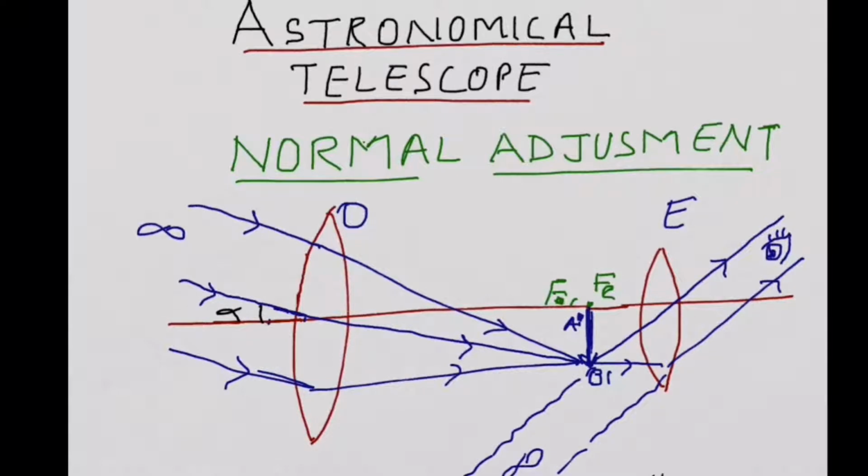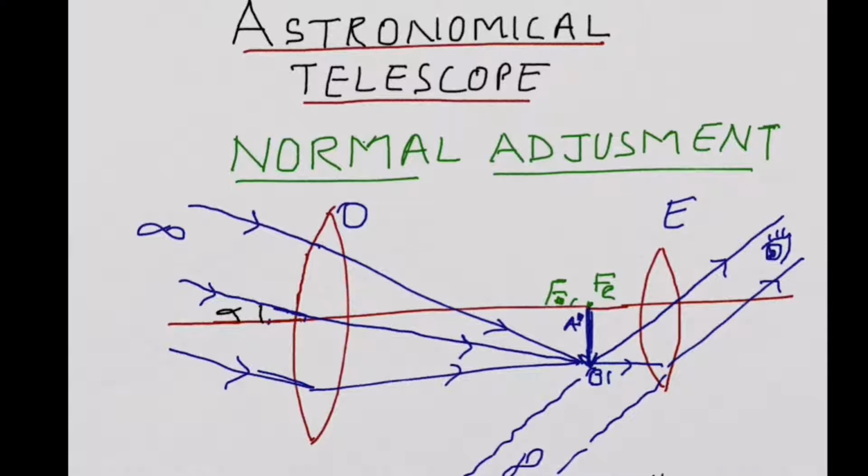Today's topic is astronomical telescope in normal adjustment. All of you know telescope is used to see the far object, distant object clearly. So today I will teach you how to make a simple ray diagram for the normal adjustment of a telescope. It's a very important topic for the CBSE board exam.